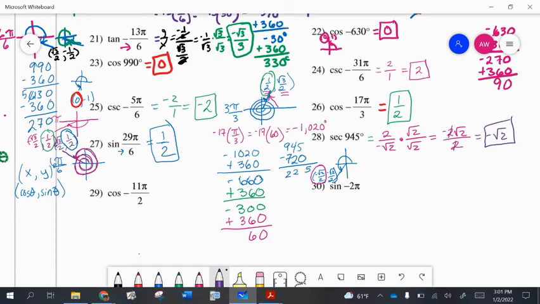Okay, cosine of negative 11 pi over 2. I'm going to count that by 2's. We're going negative, so we'll go the other direction. So negative pi over 2, negative 2 pi over 2, negative 3 pi over 2, negative 4 pi over 2, negative 5 pi over 2, negative 6 pi over 2, negative 7 pi over 2, negative 8 pi over 2, negative 9 pi over 2, negative 10 pi over 2, negative 11 pi over 2.